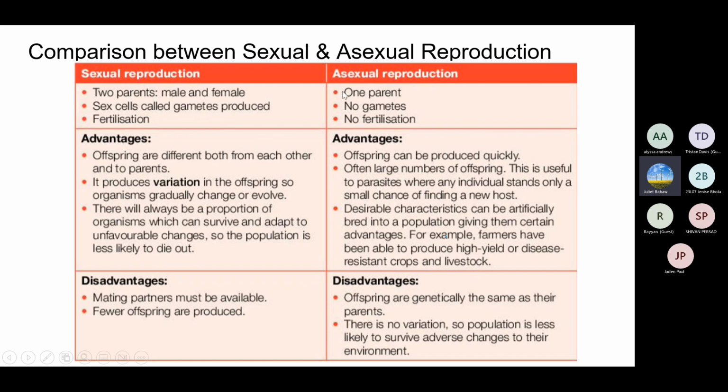Asexual, on the other hand, is 1 parent, no gametes, no fertilization takes place. So as you saw in all of those asexual methods, there's no mention of any male and female gametes or any fertilization taking place. Now, there are several advantages with both. For instance, with sexual, because the offspring are going to have their own unique set of genes, they are different from each other and from their parents.